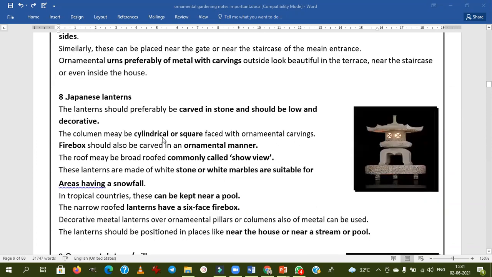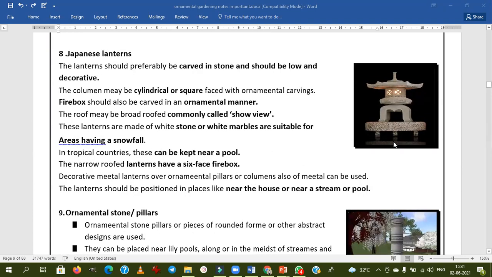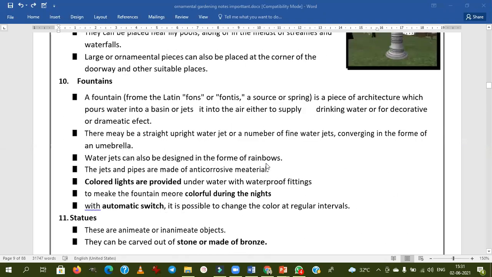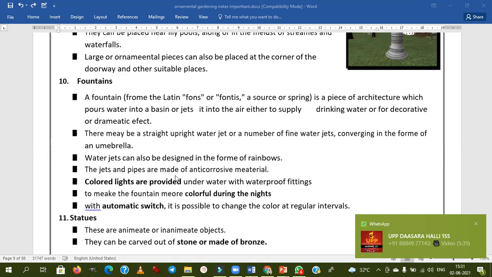Then Japanese lantern. This is also very creative carved stone. This is very decorative in the garden. This is usually kept all along the roadside. Then ornamental stones or pillars. If you observe in Ramoji Film City or any other gardens, you will find these ornamental pillars. Then fountain. Fountain is also a very common garden ornament feature nowadays. Usually for these fountains, colored lights will be provided during the night.